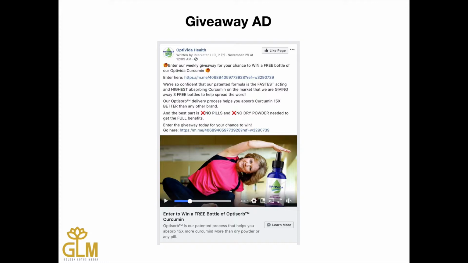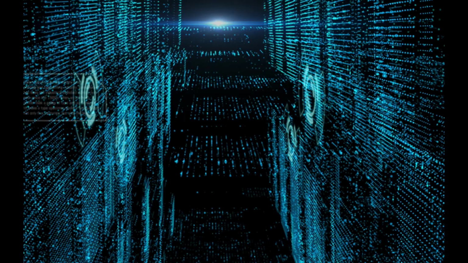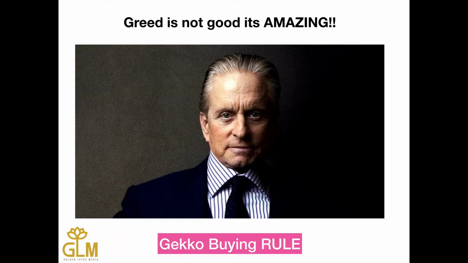Start a conversation with the people. You're not going to give away your whole inventory. You're going to give away a couple, but you need to play the giveaway game. We had a $1.75 cost per new messenger here. We had a 92 cents cost per messaging reply here. So as you can see, giveaway helped us get cheaper traffic, and it also allowed us to really build up further our database. Greed is not good. It is amazing, right? So why do I say that?